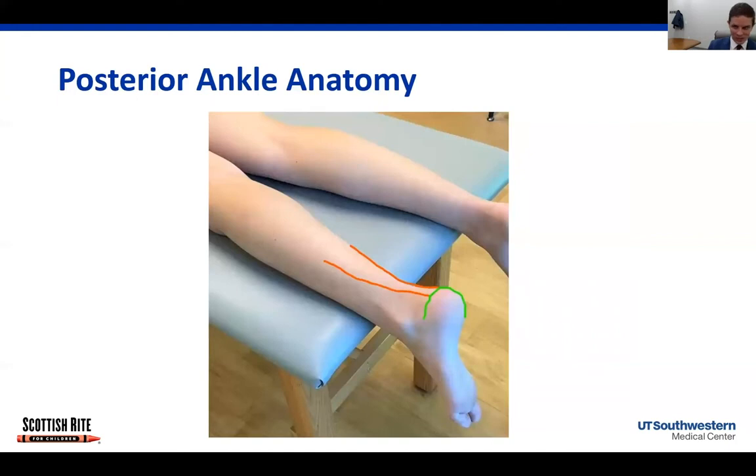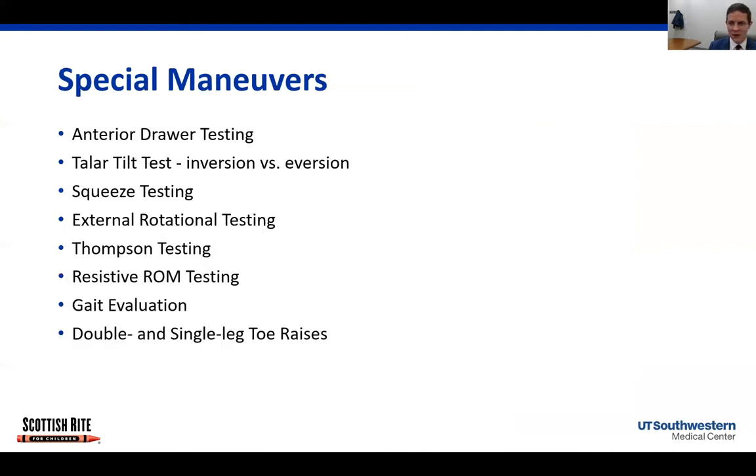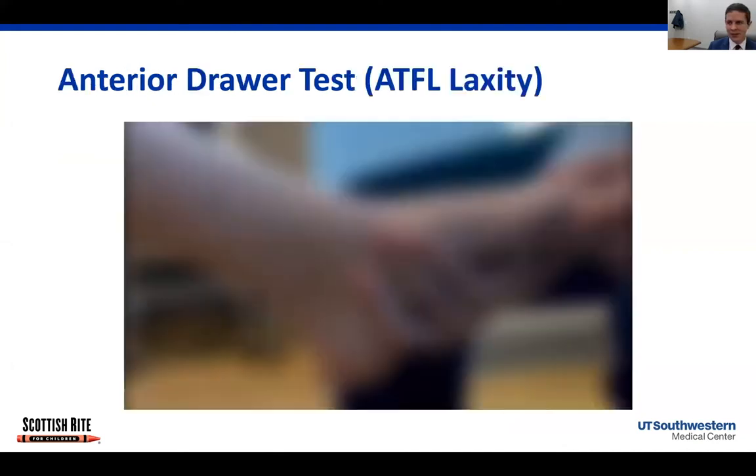And the posterior ankle. So the orange there outlines the distal aspect of the calf into the Achilles tendon as it attaches down onto that calcaneus in green. All right, so you're good with palpation? All right, now after that, we're going to go on to demonstrate some of the special maneuvers. Here's a list of the special maneuvers and other things that we're going to evaluate with, all right?